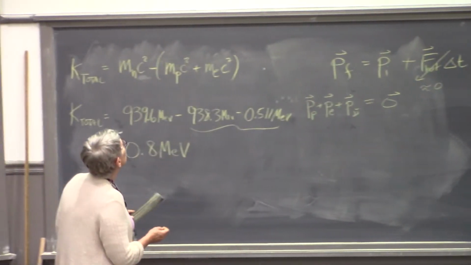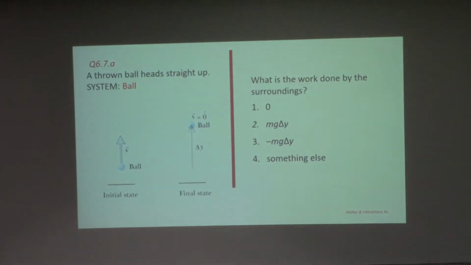So here's the first question. We throw a ball up into the air and it goes up a distance delta y. So the ball is the system. The Earth is part of the surroundings. So what's the work done by the surroundings on our system? Okay, if you don't know, talk to your neighbor. Otherwise, answer the question.